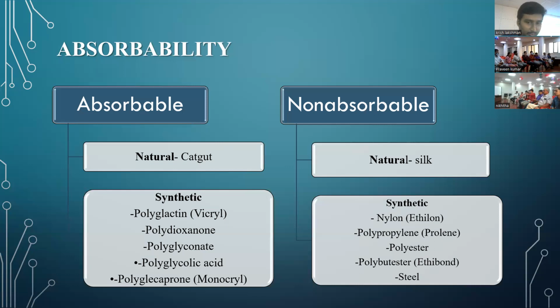There are 3 classifications of sutures. We already finished one. Second is absorbable versus non-absorbable. And third one is natural and synthetic. That doesn't mean everything is clubbed. Each of them has its own characteristics.